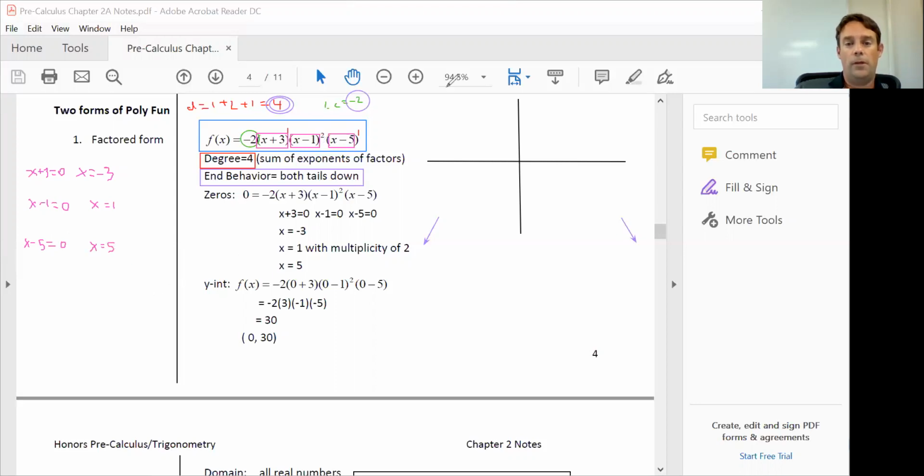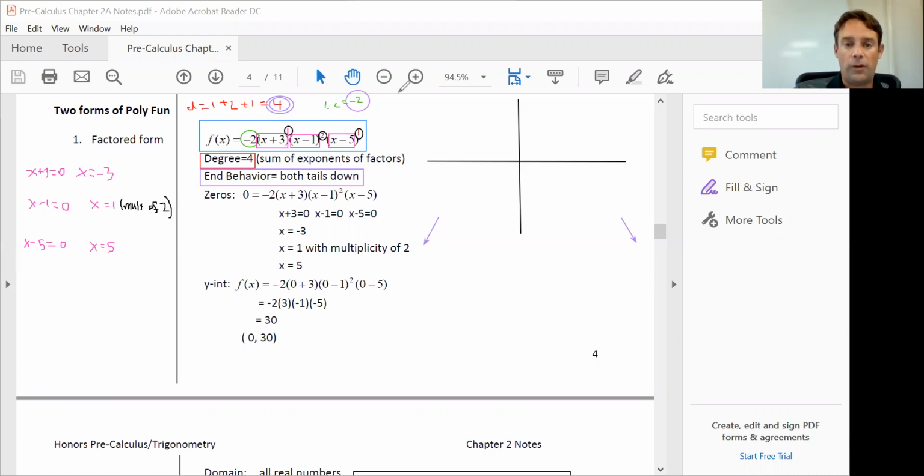Now, friends, once we have our roots, we're going to have to go through real quick and figure out, do any of these have a multiplicity? Well, this had a 1. That doesn't do anything for me. This had a 1. That doesn't do anything for me. But this one right here, the x minus 1, had a 2. Therefore, this has a multiplicity of 2.